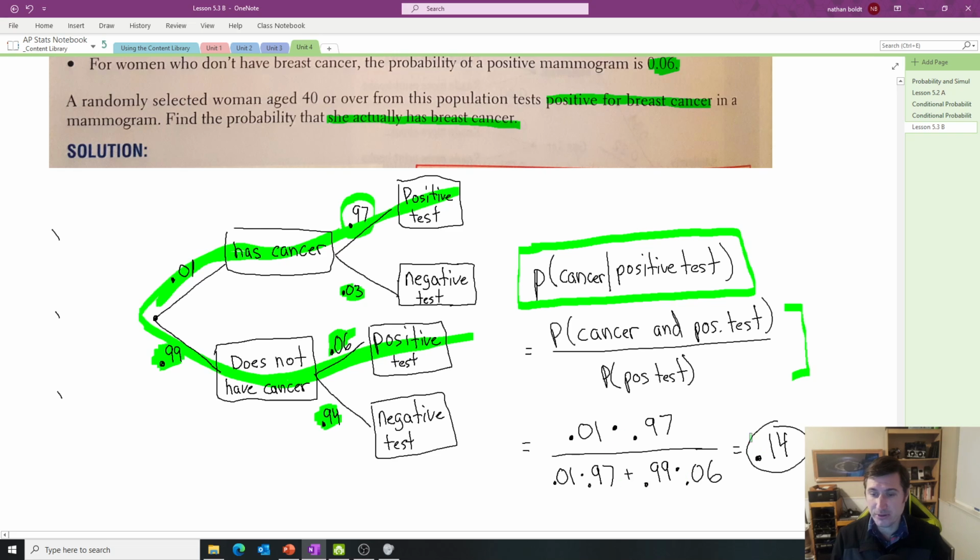So you got all your numbers, plug it in, and you get 14%. So there is a 14% chance of actually having cancer after a positive mammogram test. That's kind of weird, isn't it? There's only a 14% chance after a positive result. All right, so that is how we can use a tree diagram to do our intersection probabilities, the AND probabilities.